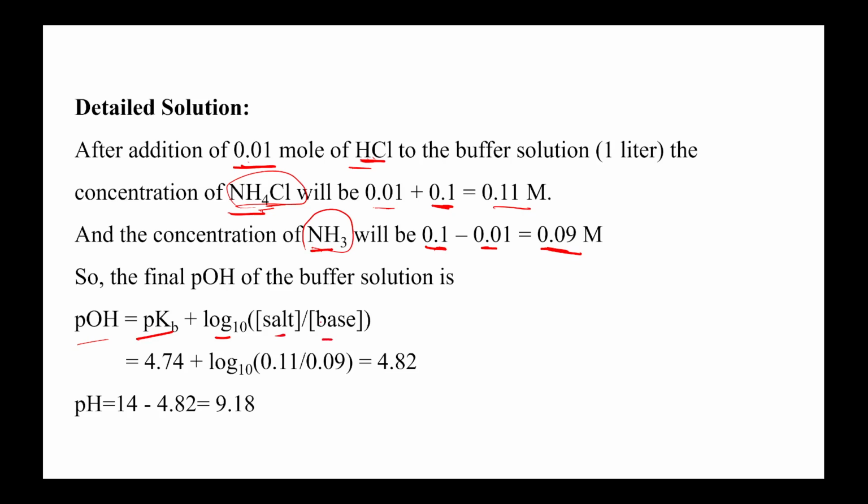In previous questions, we were using the first form of the Henderson-Hasselbalch equation, where we calculated the pH using the pKa value and used the acid concentration in the denominator. We do the same thing, only in this case we are calculating pOH. We use the pKb value, which is given in the question. Now we have the salt concentration and base concentration, so just replace the values in this equation and you will get pOH. Once you get pOH, just subtract it from 14 to get the pH value.